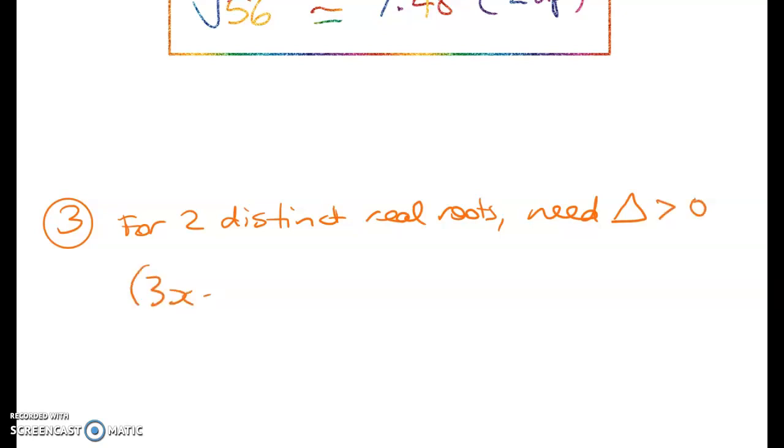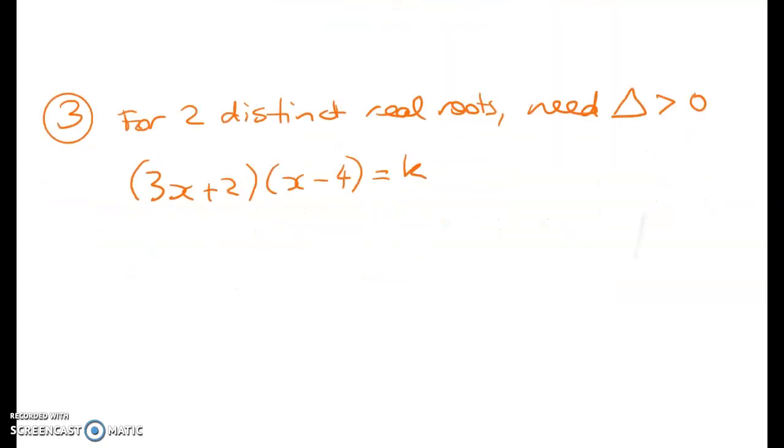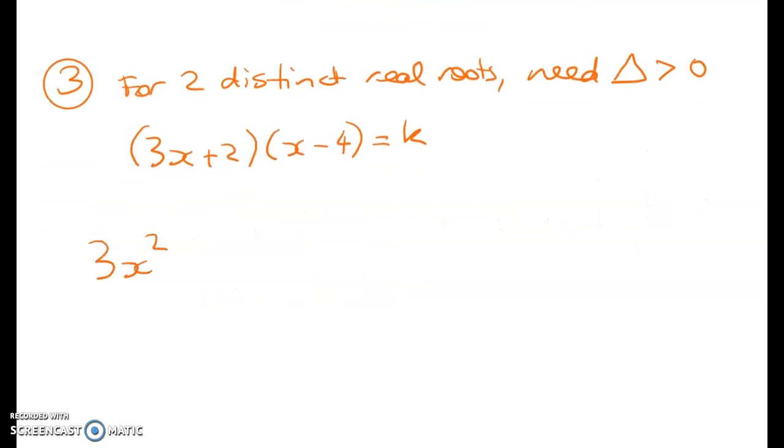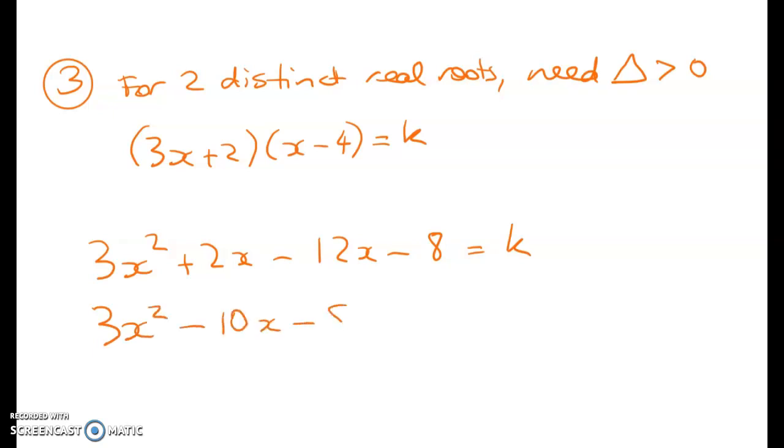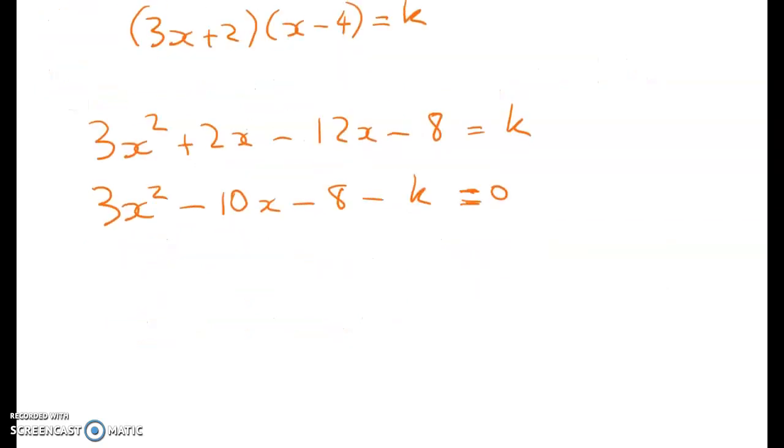So we've got this equation, (3x + 2)(x - 4) = k. That expands to 3x squared + 2x - 12x - 8 = k, so 3x squared - 10x - 8 - k = 0. Watch carefully how I handle this next step, because it's often confused by students doing these harder ones. I need to find my A, my B, and my C, but I'm going to have to use them in my discriminant, so it's much easier if I can go like this.